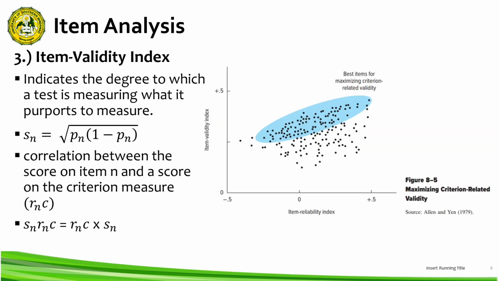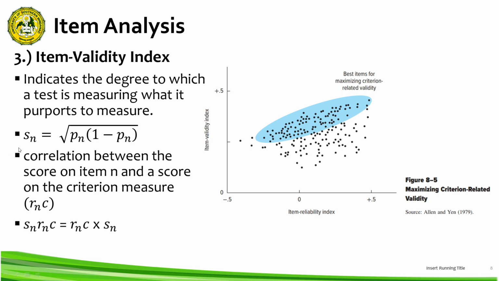So moving on, we have the item validity index. Ginagawa naman itong item validity index para ma-determine kung yung item ba is minimeasure niya kung ano yung intended or dapat niyang i-measure. So para malaman ang item validity index ng isang item, kailangan munang malaman ang first, the item score standard deviation, and second, the correlation between the item score and the criterion score.